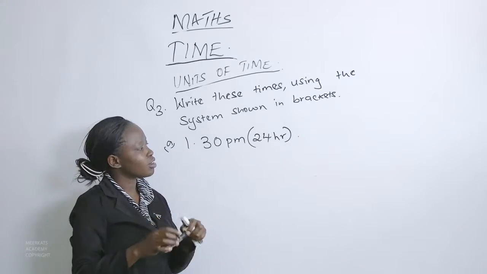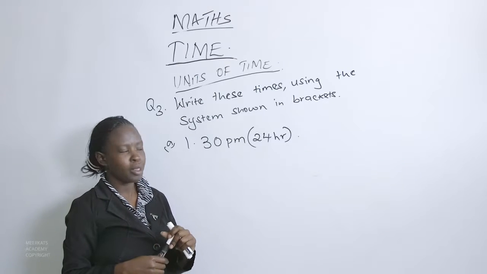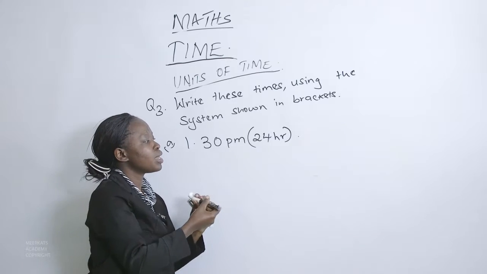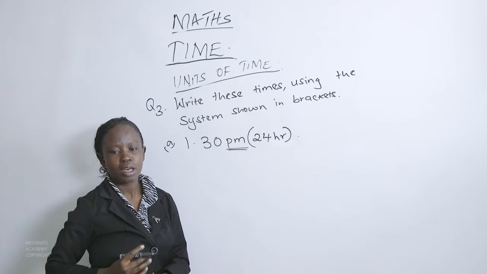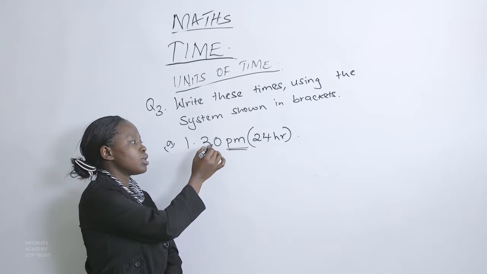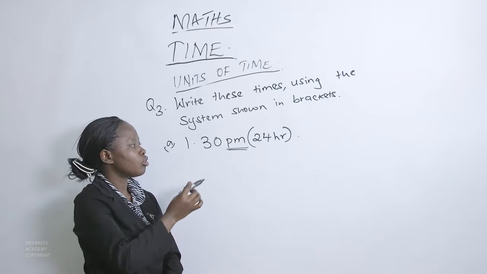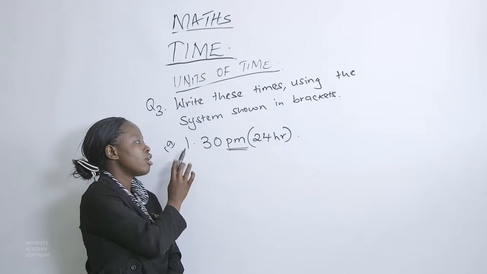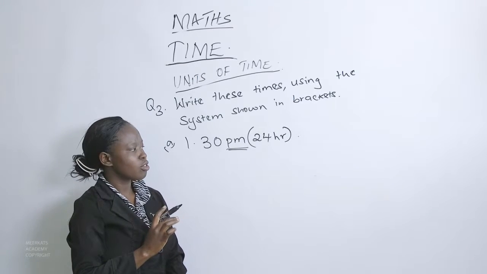The first time that I have is 1:30 p.m. This means that PM is the time that is appearing after noon. So what does it mean? That there are already 12 hours that have been covered, and on top of the 12 hours, we have 1 hour 30 minutes ahead.